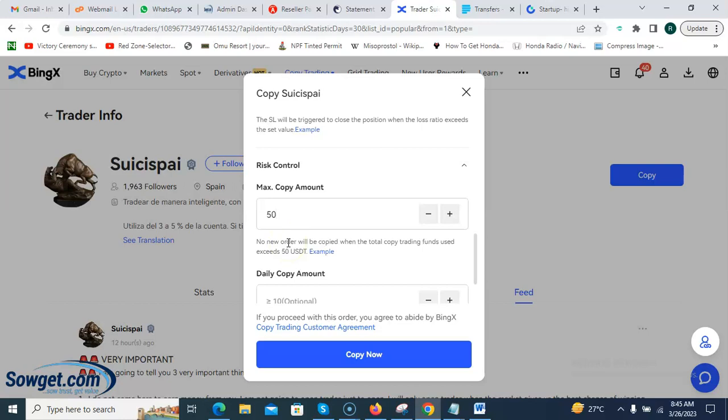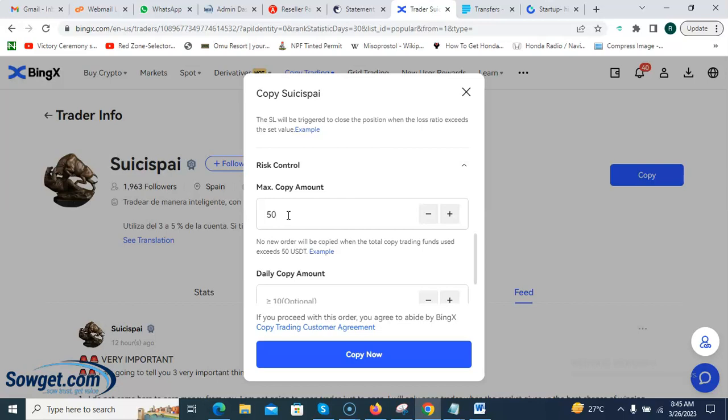If the trader has opened 5 trades for me as at a particular time, and we have 5 ongoing trades, which means I have used 50 USDT in my ongoing trade copied from this trader. If the trader opens any future trade, it will not be copied to my account because I don't want to exceed more than 50 USDT in my total assets for ongoing trades in copy trading from that particular trader. So that's the purpose of this figure here.